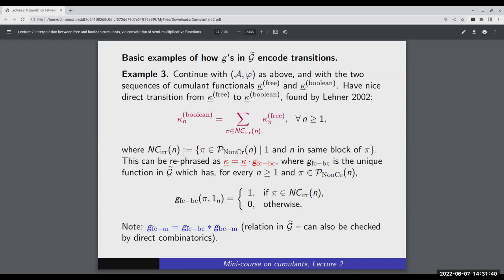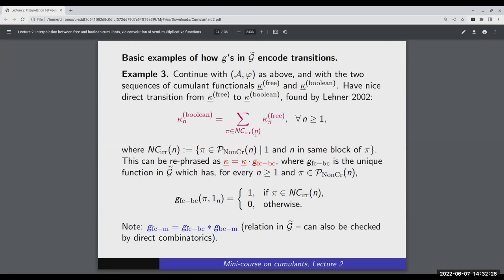Okay, so then this formula in purple, again I'm missing the superscript. This is K Boolean on the left, equals K free, on which you act with the suitable function fc-bc, which takes you from free cumulants to Boolean cumulants. I apologize for these missing superscripts. When I send the file of the lecture, I will put the superscripts there and correct all the mistakes that you catch me with. Okay, so good.